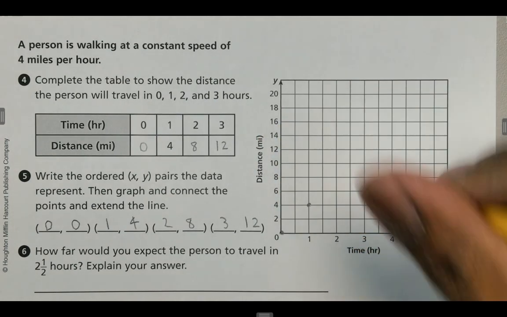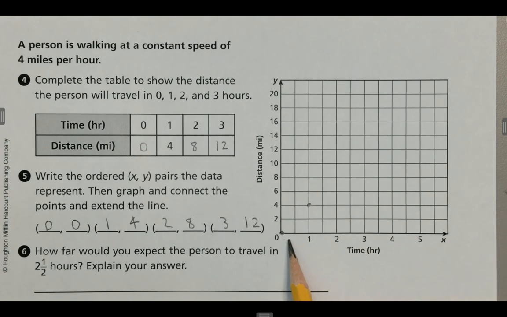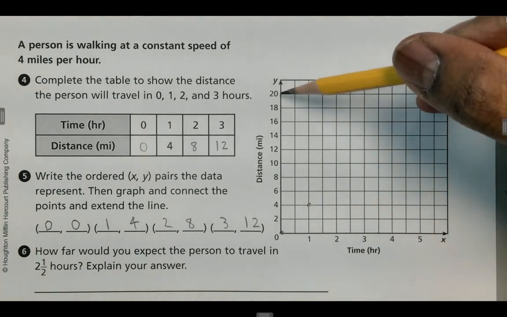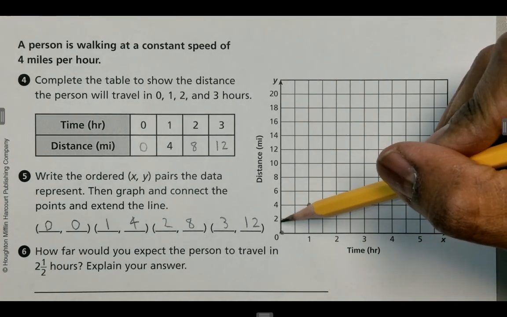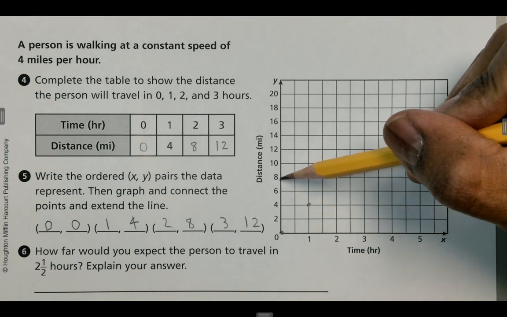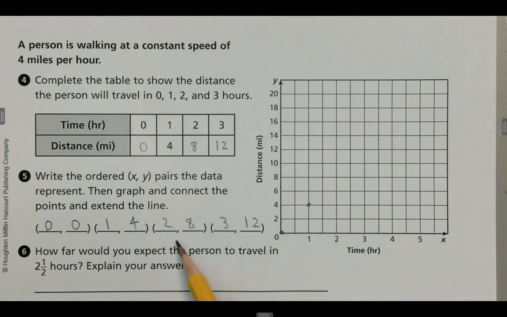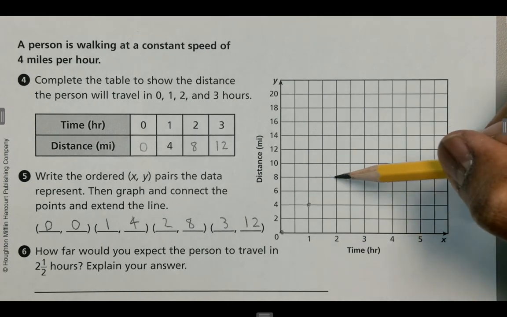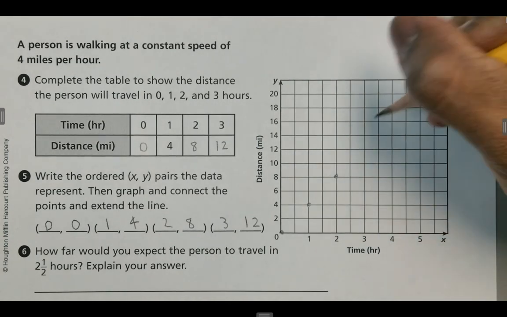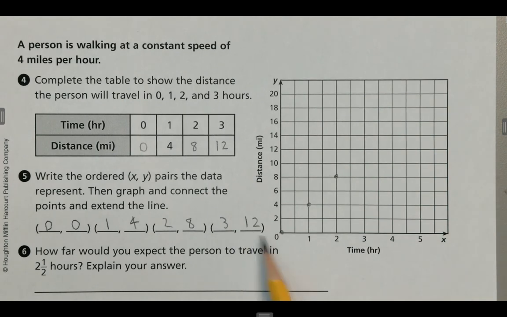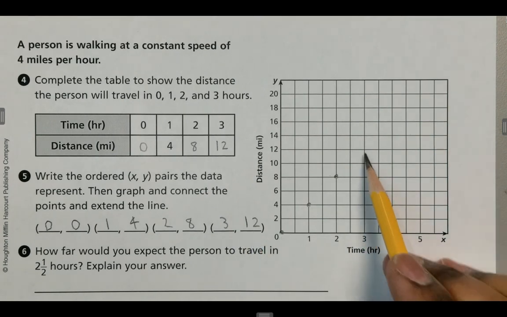And notice that the way the axis has been labeled is technically 2 spaces equals an hour, doesn't it? And along the y-axis, each space represents 2 miles. Skip counting. Just notice how it's been labeled. The next point is 2 comma 8. So 1, 2, and look at where the 8 is, 2 comma 8. And then finally 3, 12, 3, 12.